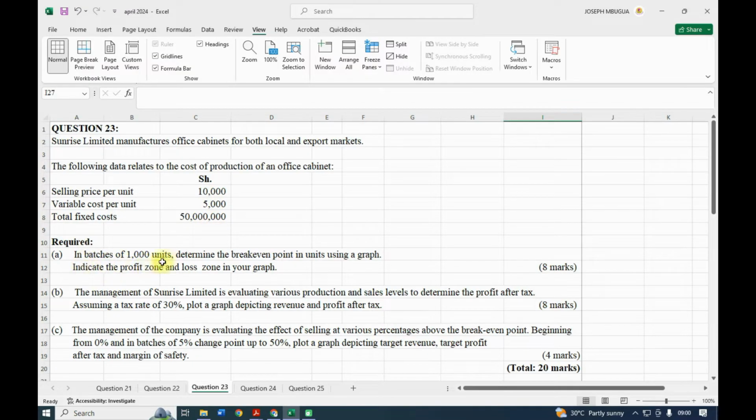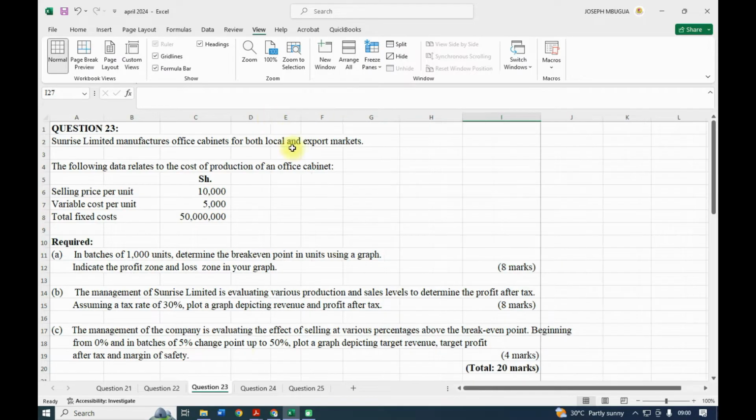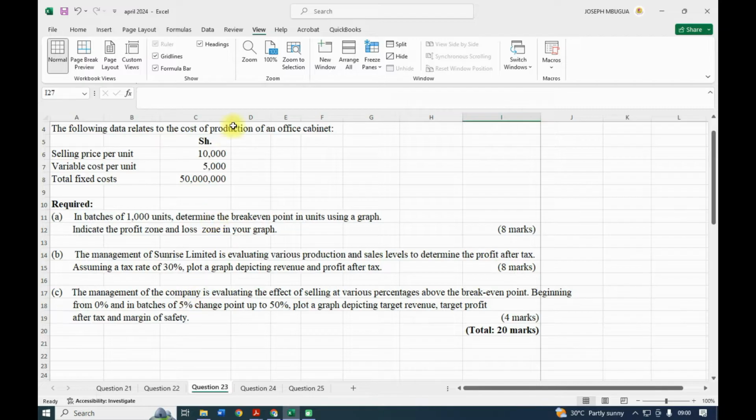Required: in batches of 1,000 units, determine the break-even point in units using a graph. Indicate the profit zone and the loss zone in your graph. So we need to indicate the profit zone, and also the loss zone, in our graph.